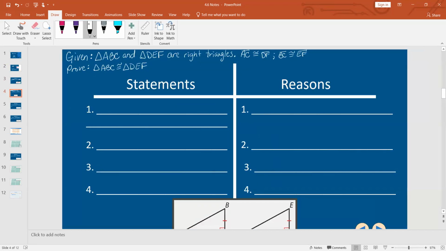All right, so let me go ahead and zoom out here. First, we always start off with our given. So first off, triangle ABC and triangle DEF are right triangles. AC is congruent to DF. BC is congruent to EF.